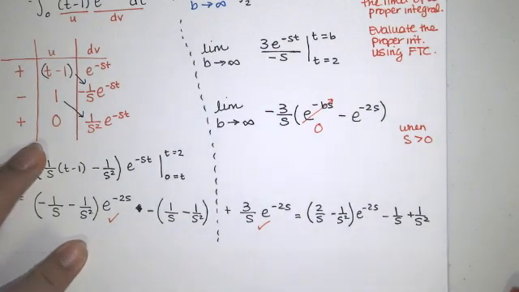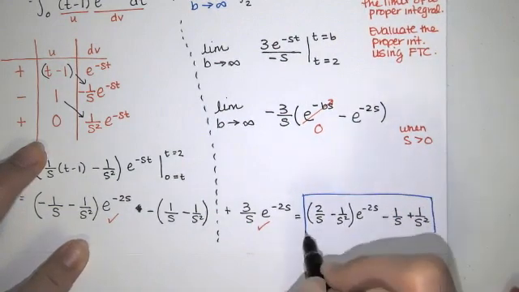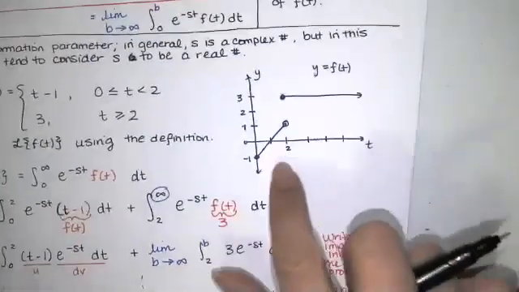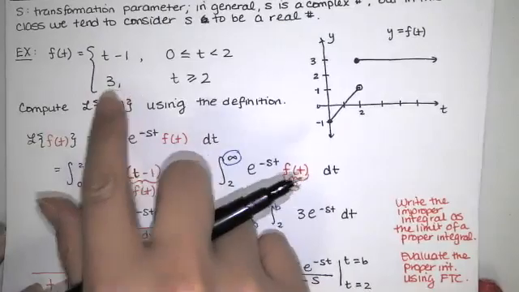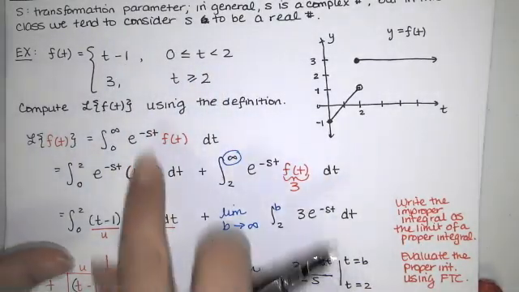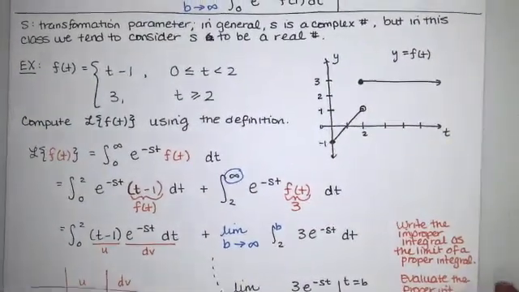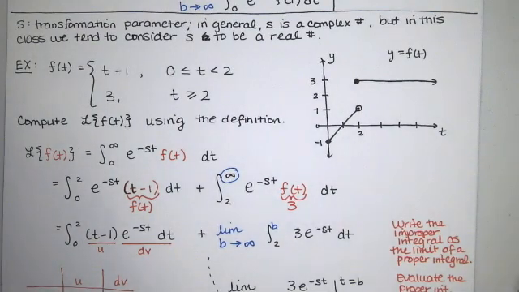And that is the Laplace transform F(s) of the function f(t), where f(t) has this graph, or f(t) is written this way as a piecewise function. It's t - 1 on the interval from 0 to 2, and it's 3 on the interval from 2 to infinity. So that's how we apply the definition. I'll see you in the next video to talk more about the Laplace transformation.